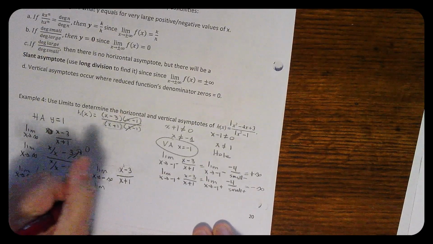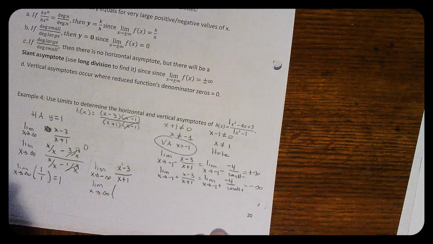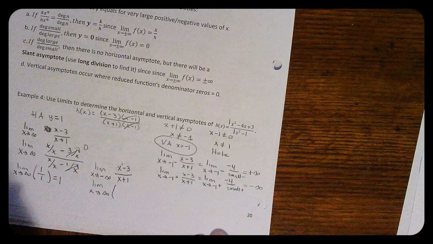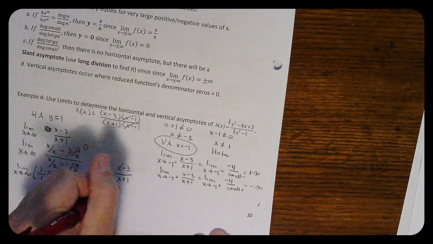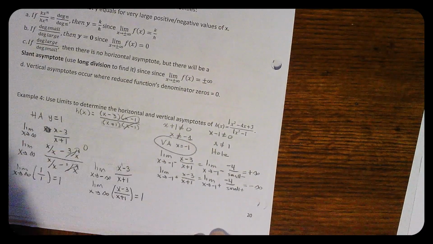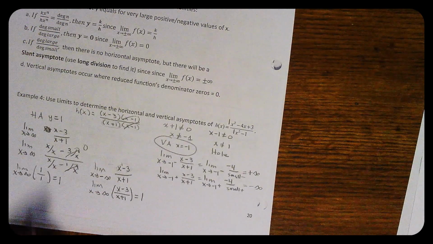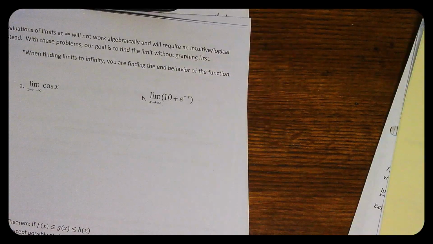So this one, the negative over the negative is just going to cancel. So this would mean that the limit as x approaches positive infinity is going to be the same as the limit as x approaches negative infinity, which we just found. So that's the limit connection to horizontal and vertical asymptotes.